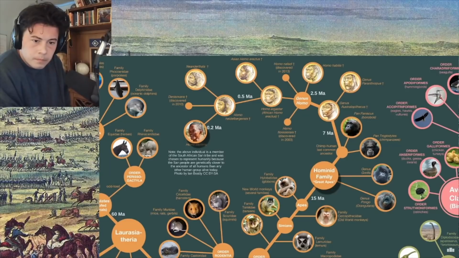I've chosen a member of the South African San tribe to represent our species, since genetically they are closer to the ancestor of all living humans than any other group on Earth.